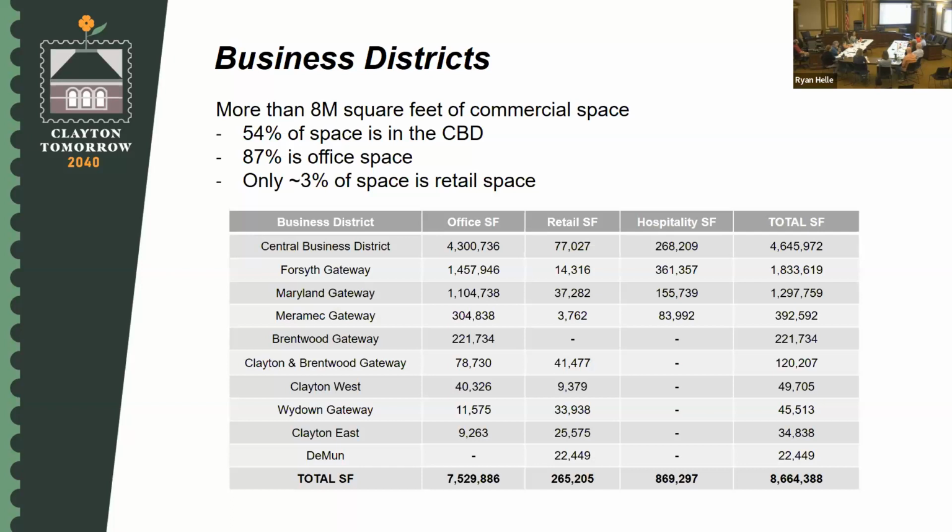So you'll see here an overview of what your inventory is in terms of square footage in each of these different business districts. You can see the breakdown of office, retail, and hospitality space, and then the total square footage of each. They range quite a bit. Demond, for example, has very little inventory just because it's a lot of small storefronts, and you don't get the kind of inventory you get in the central business district, which accounts for more than 50% of your space in total in the community.